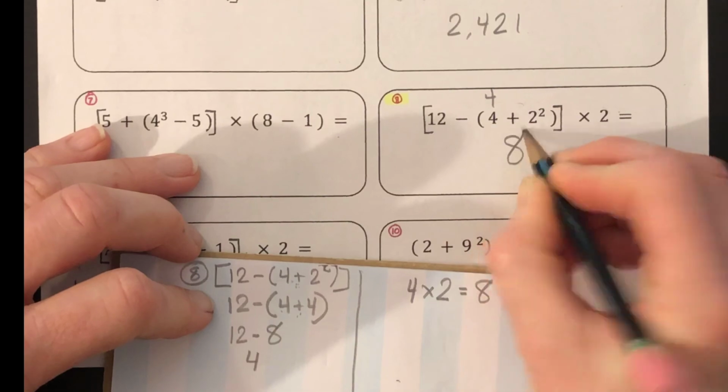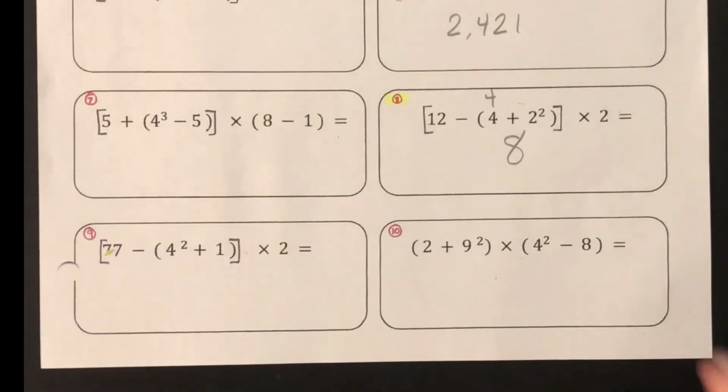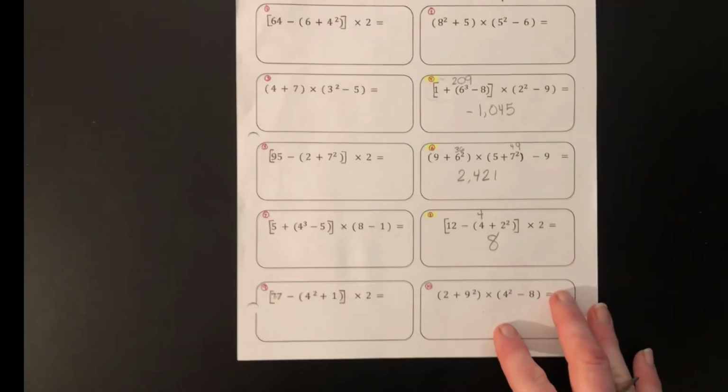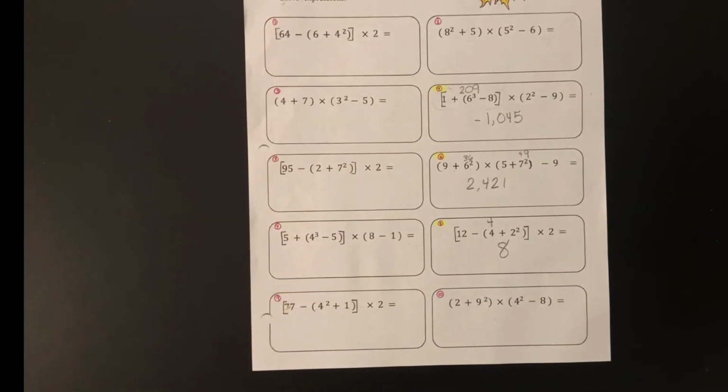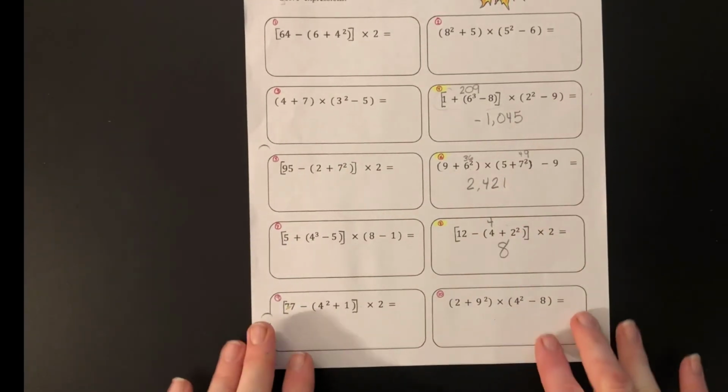Right here. So you've got the rest on your own. There are none of them that should surprise you. I think I did a sample of each type, so I think you got this.